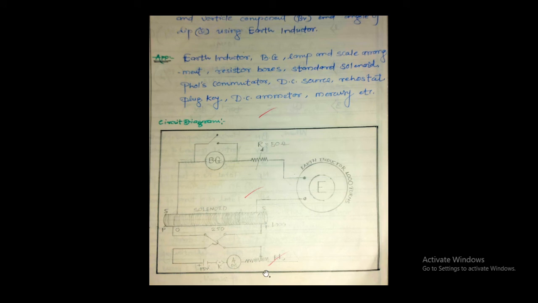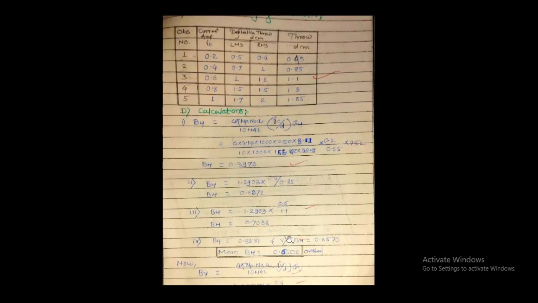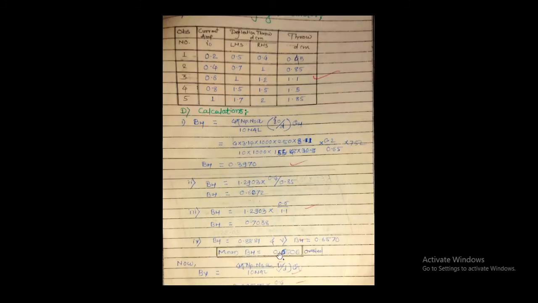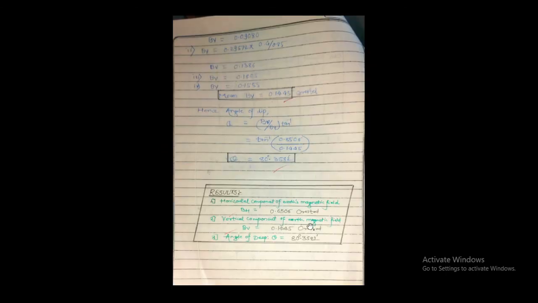When with the help of this variable terminal we are varying the current in the current meter, and the position of this false commutator is towards LHS, note down the reading, then rotate it towards RHS, then note down the readings. With the help of this procedure, it will be completed. Now BH, as we know all the values above, we only have to substitute in the formula and calculate BH and BV. Then the angle of dip theta is tan inverse of BV by BH.